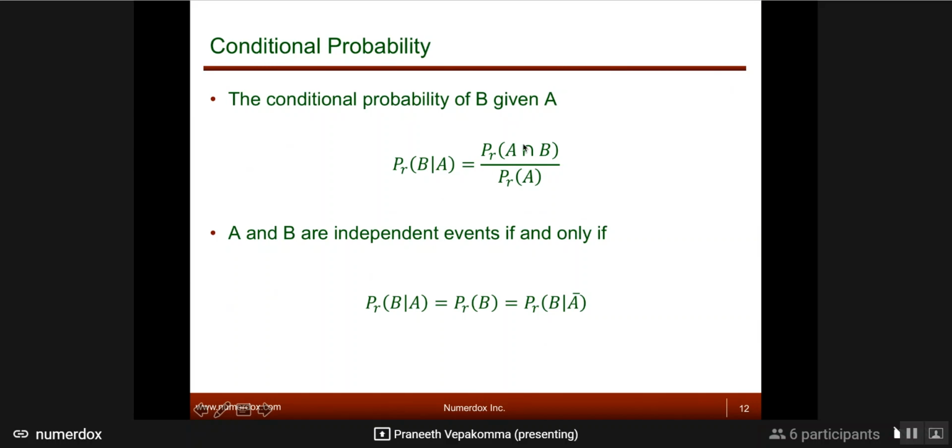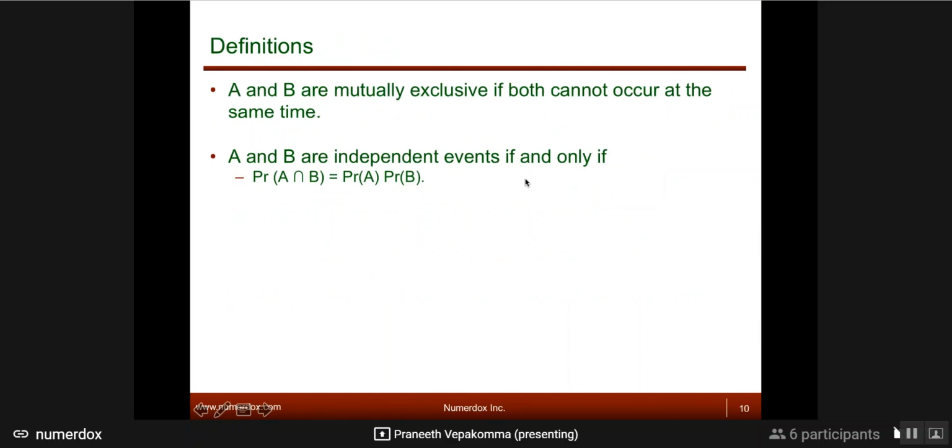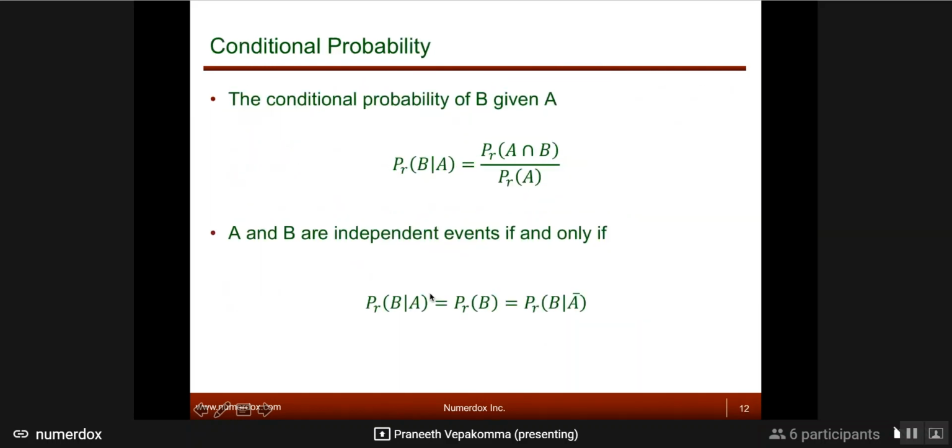So that is given by probability of A intersection B divided by probability of A. This is also known as the Bayes theorem. So you can put in a formula for A intersection B in there based on whether A and B are independent or not. If it's independent, you put A times B. If not, you put something else. So that's known as the notion of conditional probability.